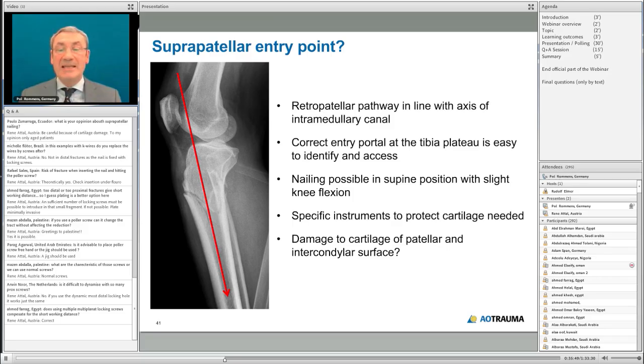just with a slight knee flexion, and in this position reduction of the fracture fragments is much easier than in knee flexion. Specific instruments are needed to protect the cartilage because the pathway goes through the knee joint, but we have not enough experience to know if there is an irreversible damage to the cartilage by using this pathway.